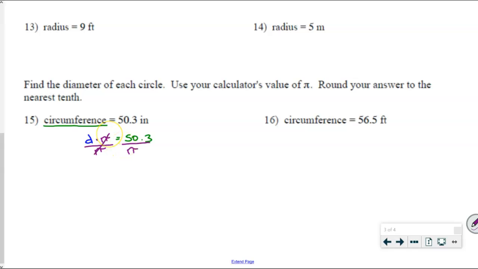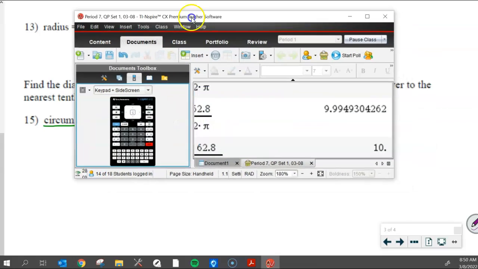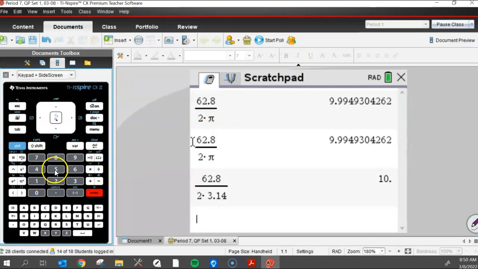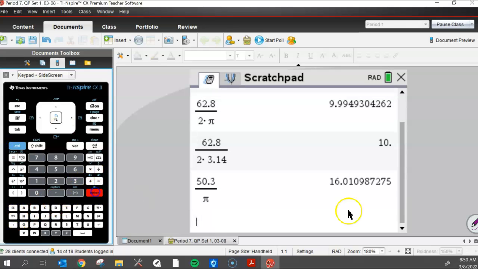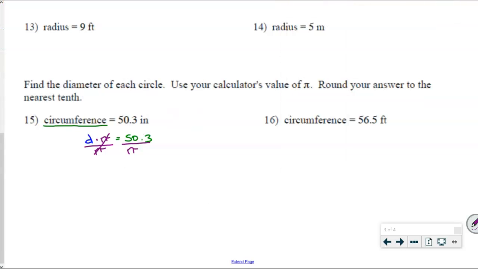So in my calculator, I will be typing in 50.3 divided by the calculator's version of pi, and we have 16.01. D is equal to 16.01, but rounded to the nearest tenth. I'm not going to keep that 0.1. I need this tenths place. I look into the hundredths place to see how that affects the tenths place, and that is going to remain 16.0 inches. I'll leave 16 for you.